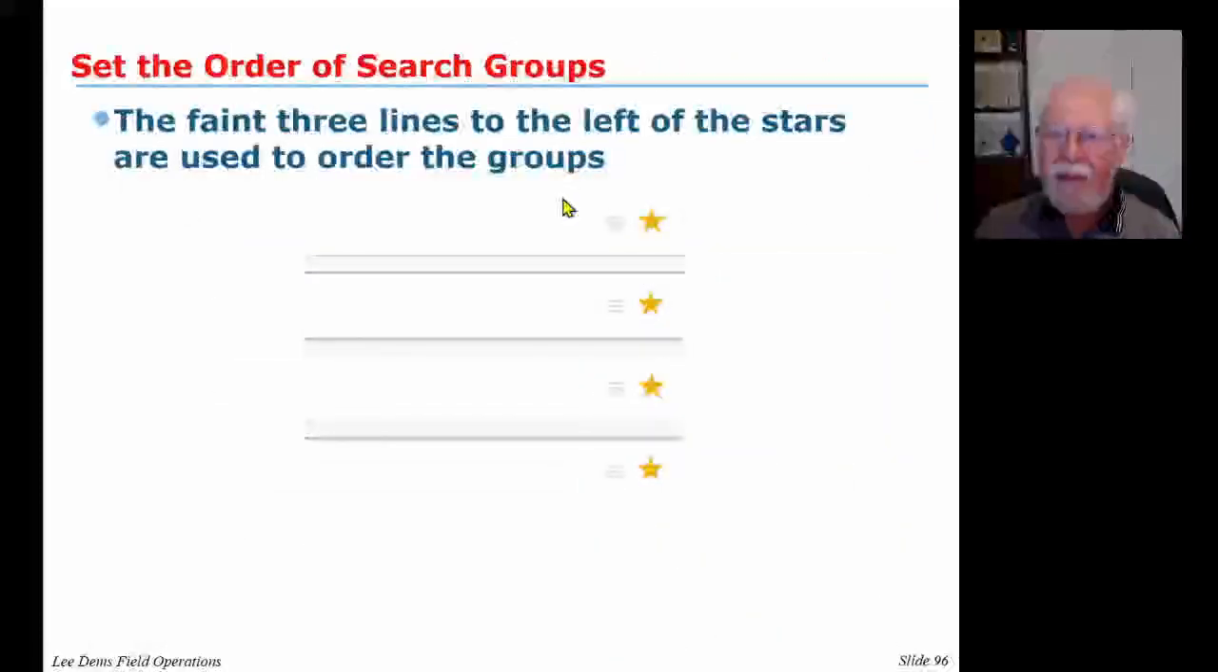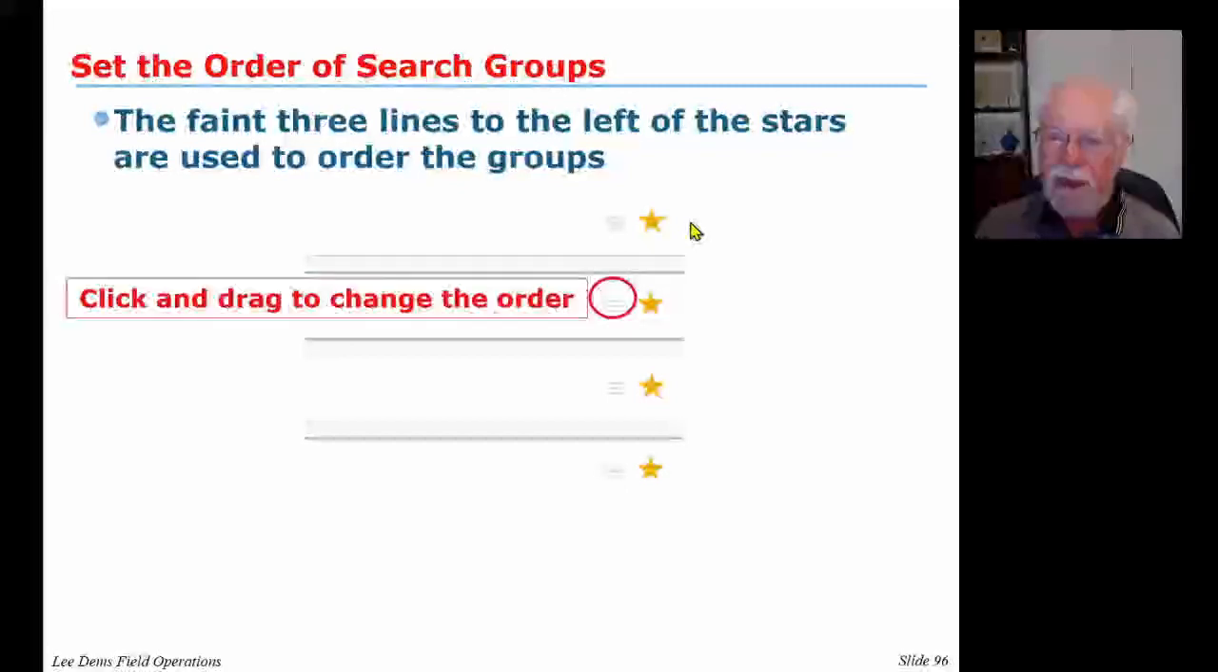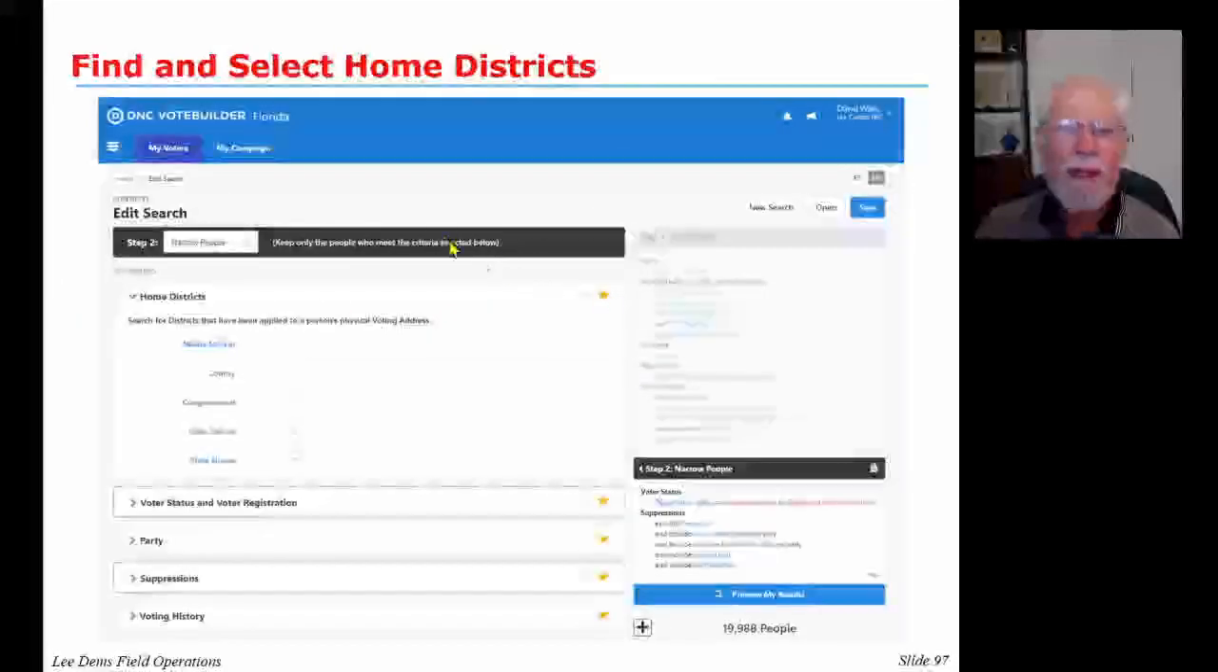Also, the faint three lines to the left of the stars are used to reorder the groups. They're very faint, they're hard to see, but if you click on any one of those, an icon will appear that indicates that you can scroll, and you click and drag on that icon to change the order, and you can set the order both within favorites and in the ones that are not marked as favorites. I would strongly suggest as you play with this that you learn to do that.